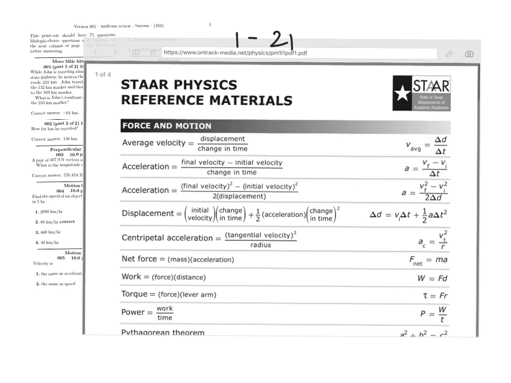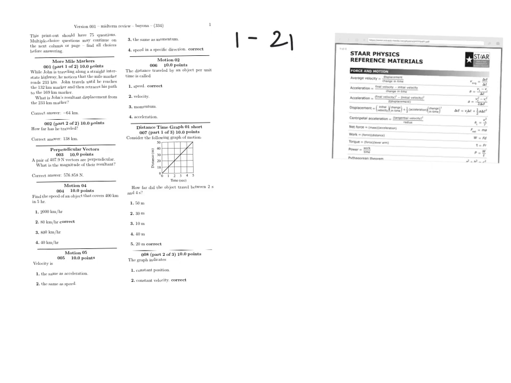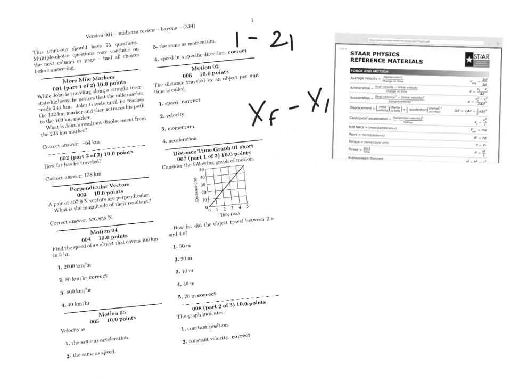So change in d. How do I expand upon that? I do the final position minus the initial. So x final minus x initial. If you think about that, you plug in the stuff that you have, and you end up with a negative value, because look at your initial position. Initial position's here. You don't care about this one in the middle. And then retrace his path to the 169 kilometer marker. So I'm going to get 169 minus 233, right? Easy, easy, easy. Okay, now let's look at number 2.